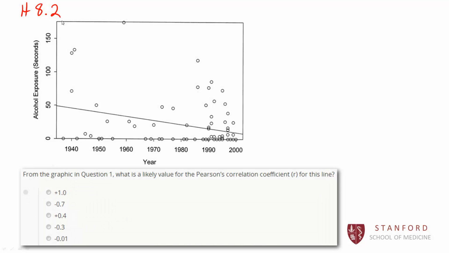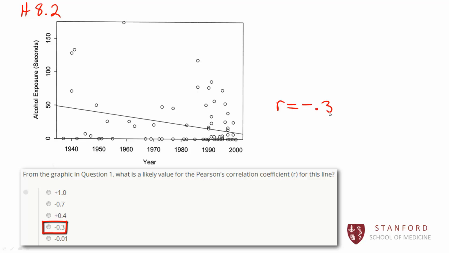Just kind of eyeballing this graphic here, which Pearson's correlation coefficient looks the most reasonable? So actually it's D, negative 0.3. You can see that there's an awful lot of scatter around this line. This is really not a high correlation at all. So the correct answer is negative 0.3.